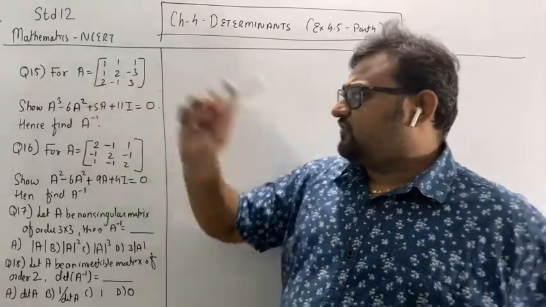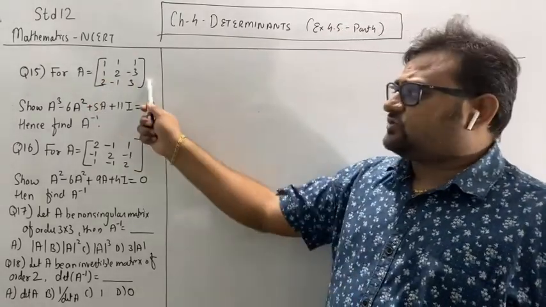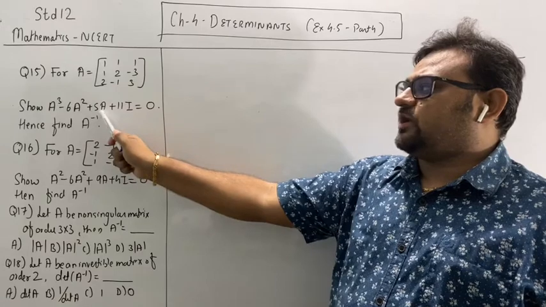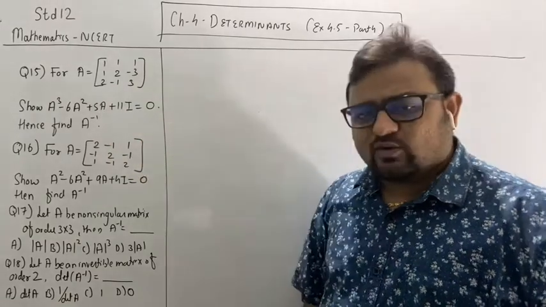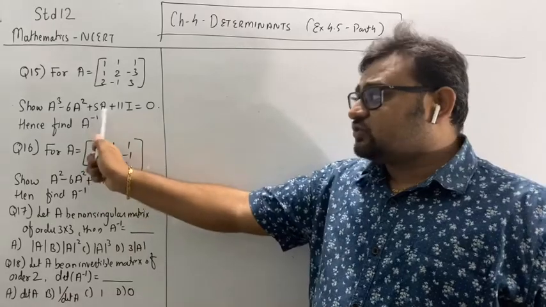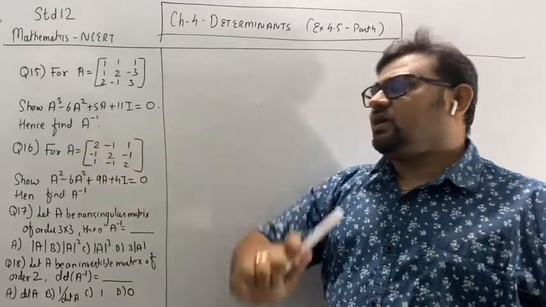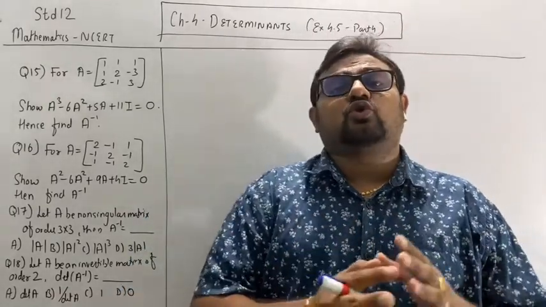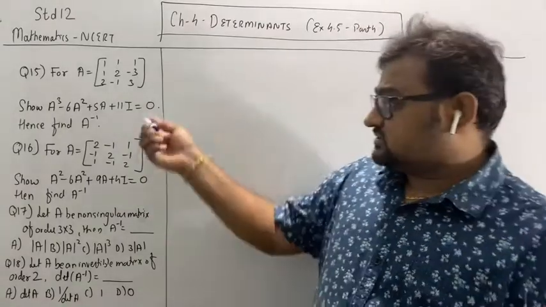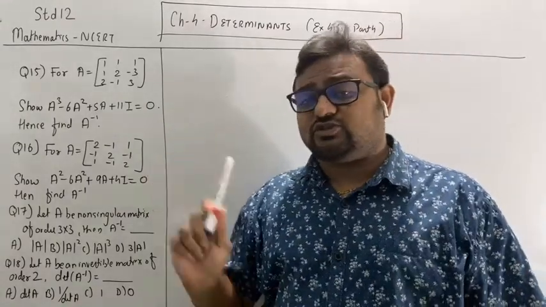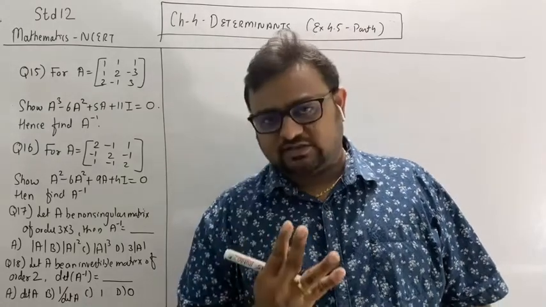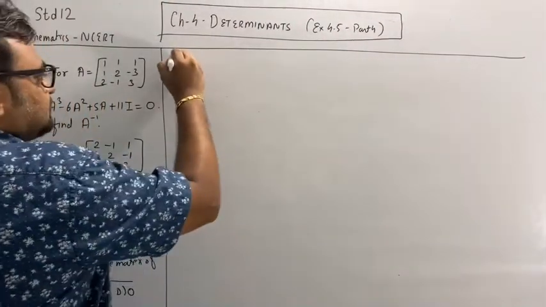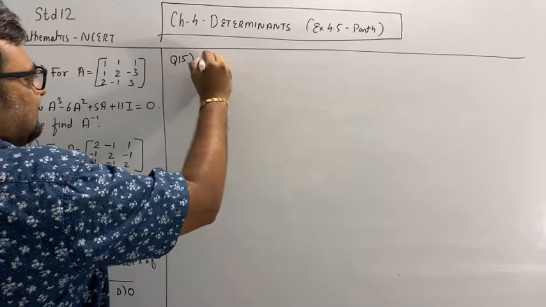Okay, so question number 15. A 3 cross 3 matrix A is given, and you have to show that A cube minus 6A square plus 5A plus 11I equals the 0 matrix, and hence, using this equation, you have to find A inverse. This type of sum we have already solved for a 2 cross 2 matrix, right? So this is an important one. This type of question can be asked for 4 marks. It's quite lengthy, so let's start question 15.